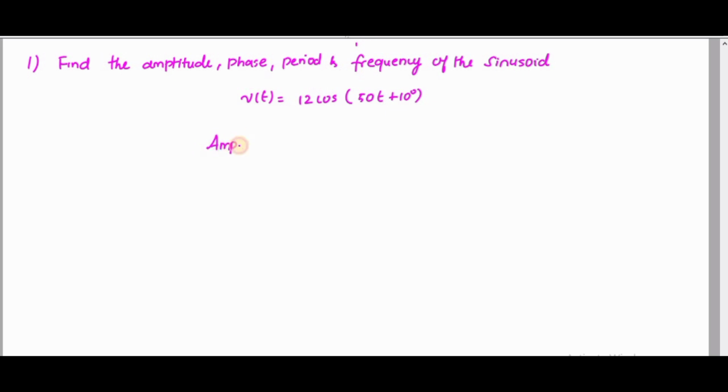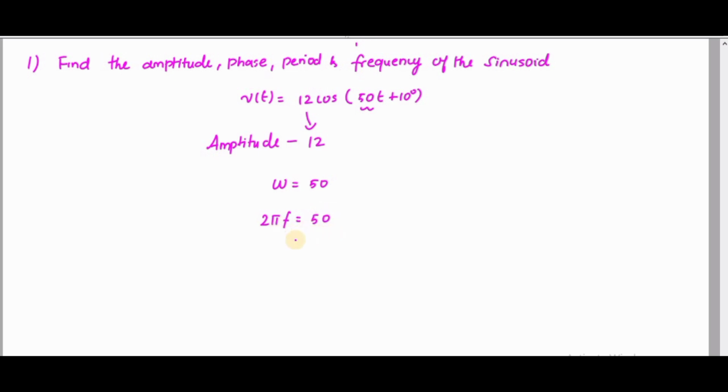What is amplitude? Amplitude is 12. This is your amplitude, and here this 50 represents omega. So the omega is 50. What is omega? Omega is 2 pi f. So 2 pi f is equal to 50.